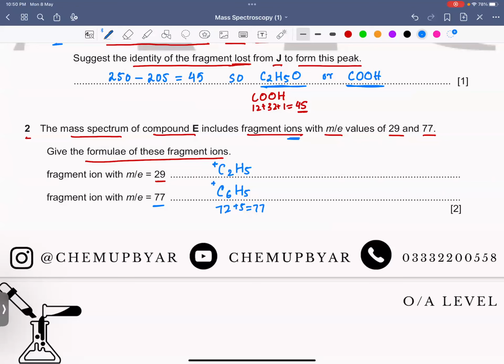Sir, how do we know the charge of the compound if it is positive 1 or 2? No, they always have a positive 1 charge. And if there is any other element, they must have informed you that the compound contains oxygen or any halogen. But if there is no information about any other element, you would consider that the fragment must have carbon and hydrogens only. Okay. Okay, sir.